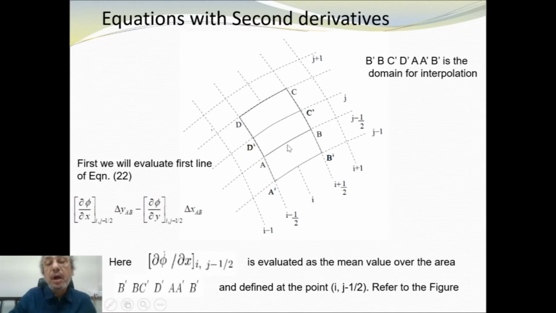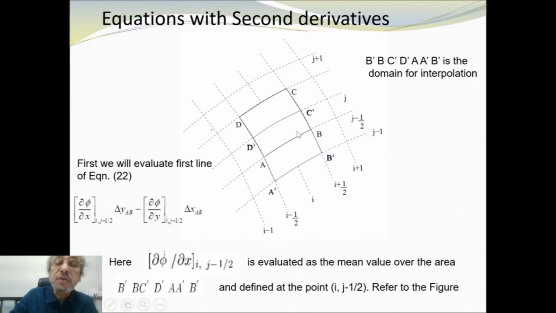Now in order to do that, we have to find the quantity del phi del x at i, j minus half and del phi del y at i, j minus half. How we can do that is the question. We can do that by considering the mean value of, for example, del phi del x at this point, by calculating the mean value of del phi del x over this domain.